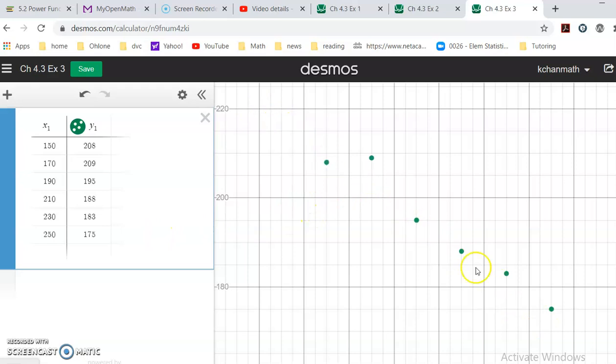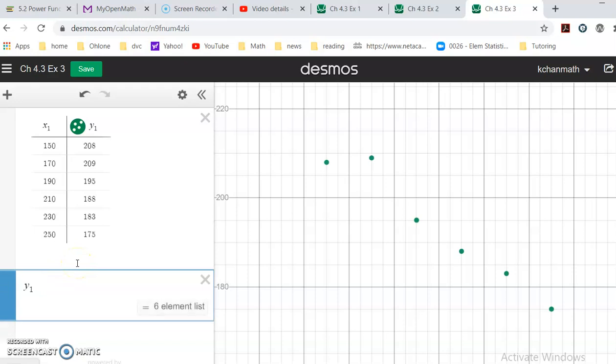So this looks like a linear function, negative. That means when you increase price, the demand drops. There is a particular point that doesn't line up, but all of them line up pretty well. So you can be confident that you can model it by a linear model. So let's look at what the model looks like.